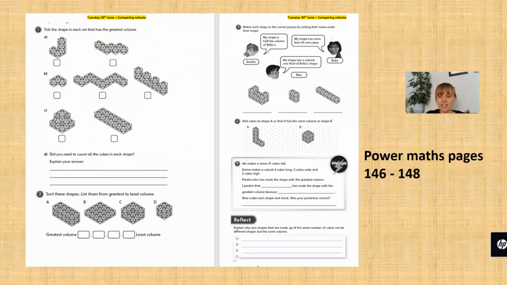Okay, all right, so here's your work today. You're going to have a go at comparing some different volumes in your Power Maths books, pages 146 to 148. Remember, you can print the sheets or use them just to look at and write in a book if that's better, if you don't have your Power Maths books. Remember to mark them, take some photos, and let me know how you get on.